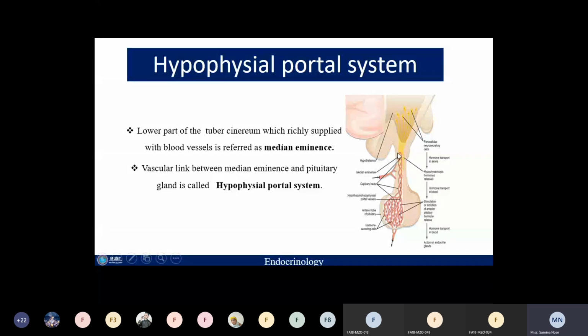So the median eminence is actually the last neuroendocrine center of the hypothalamus or brain. This center connects to the underlying endocrine gland, which is known as the pituitary gland, through blood vessels. Such a blood vascular system that links both the hypothalamus and the pituitary gland is named the hypophyseal portal system.